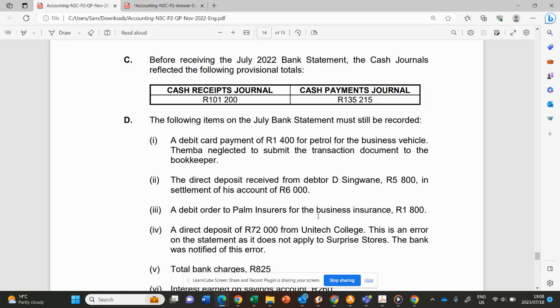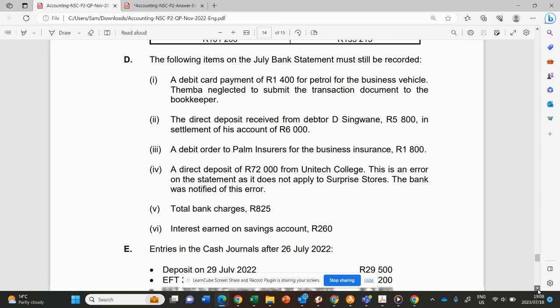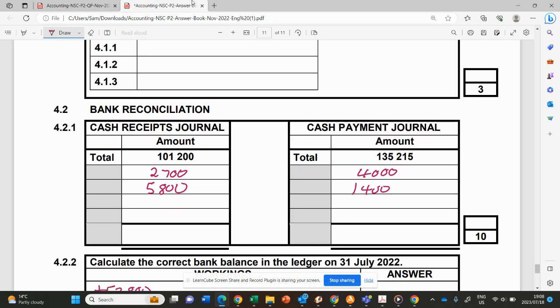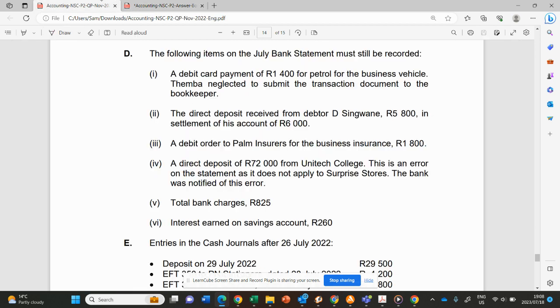Cool. Then moving along to the next transaction, they're saying a debit order of the insurer for the business. That's the insurance. Then where do you record that? In the CPJ. Then you're gonna record 1,800 on the CPJ. Then I'm moving along to the next transaction.